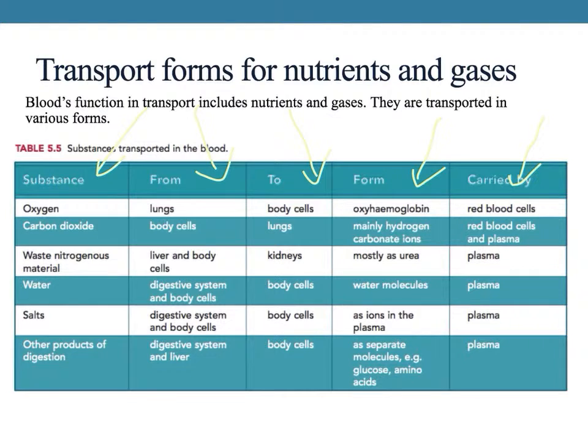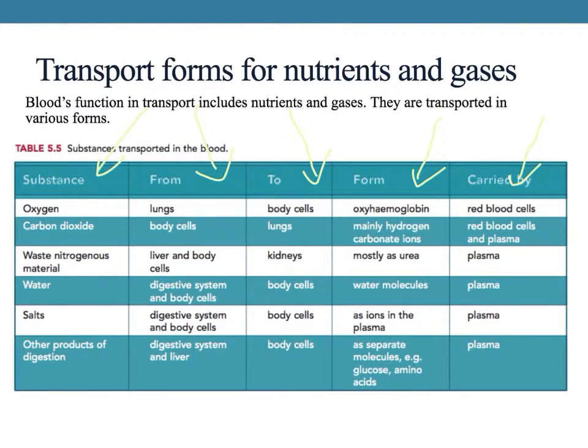Carbon dioxide is carried from body cells to the lungs. It's the opposite to oxygen. The form that's carried in is mainly hydrogen carbonate ions, but also bound to hemoglobin and also dissolved in the blood, and is carried by red blood cells and plasma. Your waste nitrogenous material is taken from the liver and body cells to the kidneys. The form is mostly as urea, and it's carried by plasma.